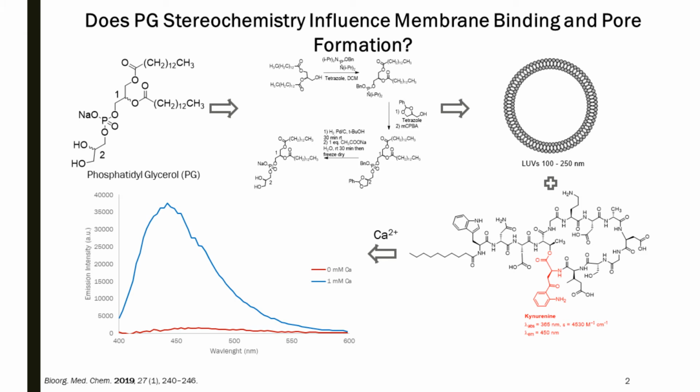DAP's affinity to each of these membranes was measured by monitoring the fluorescence of kynurenine as a function of calcium concentration. When this fluorophore enters the hydrophobic membrane, a large increase in fluorescence intensity and a blue shift in emission wavelength is observed. This property of kynurenine can be used to measure membrane affinity.